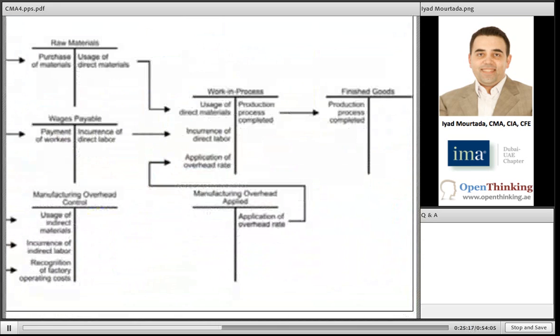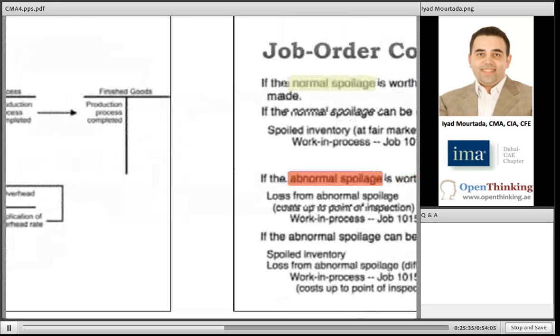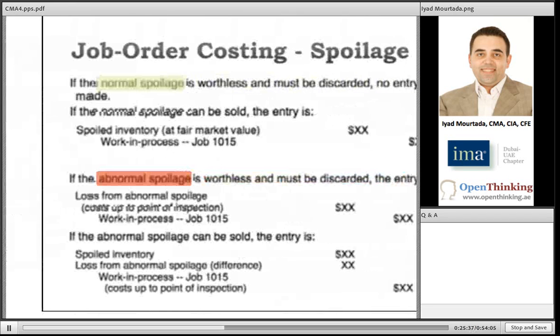Okay, and this is just showing you the movement. We have raw material, wages payable, and manufacturing overhead, and they are showing you that the raw material and the wages are moving to work in process. The manufacturing overhead applied moves there, and after that we move to finished goods. Then we compare how much we applied compared to how much we had.